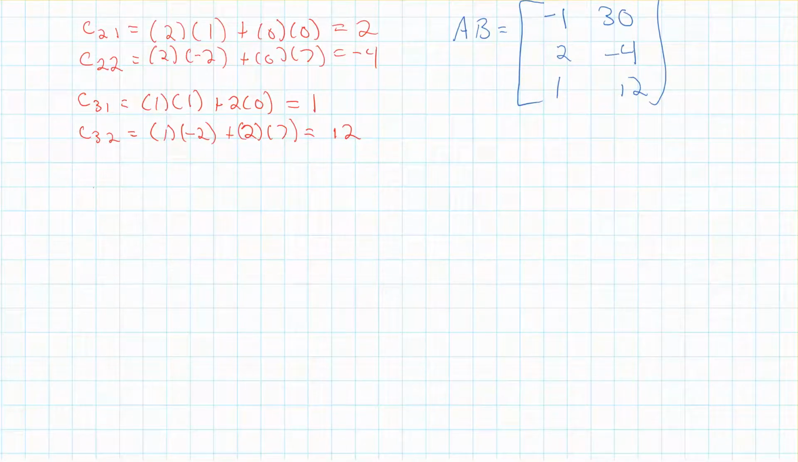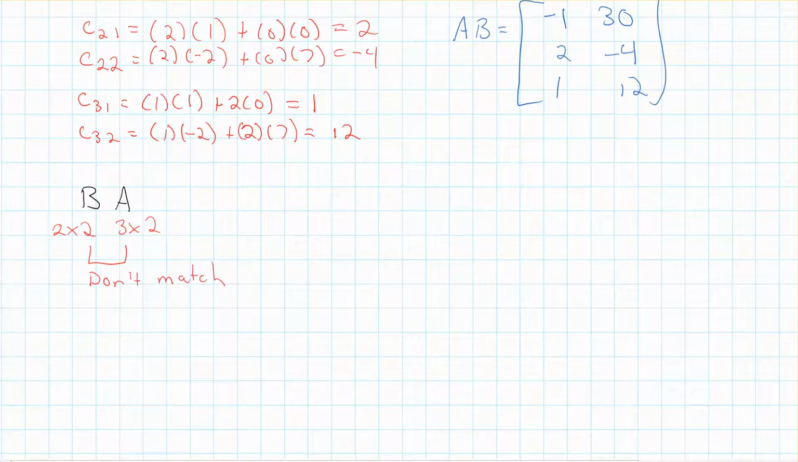So what do we do? We write down the multiplication I'm going to do, and then you write down the dimensions. So B is a 2 by 2 matrix, and A is a 3 by 2 matrix. But notice here, those inner two numbers don't match, so actually there's no work to do because BA is not defined, because we can't do that matrix multiplication.